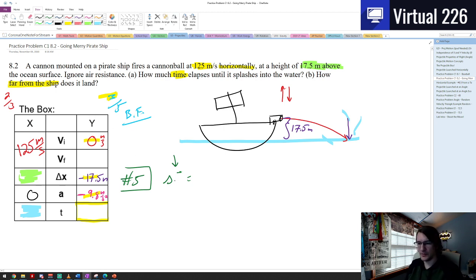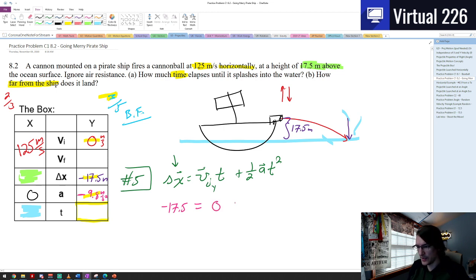Okay? So a displacement here is equal to an initial velocity in the y direction, right? Because we're in the y direction, multiplied by time plus 1/2 times the acceleration in the y direction, or gravity, times t squared. And if we go ahead and throw in some numbers here, we're going to get negative 17.5 meters equals, well, 0 times the time is 0 because our initial velocity is 0.